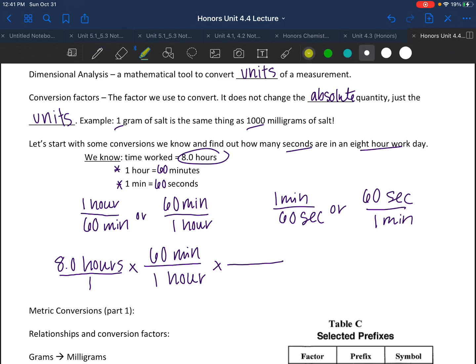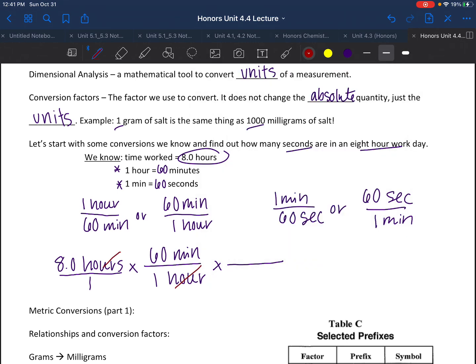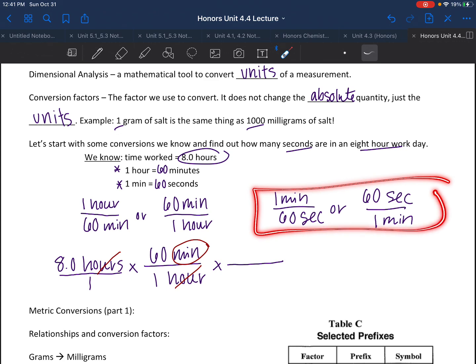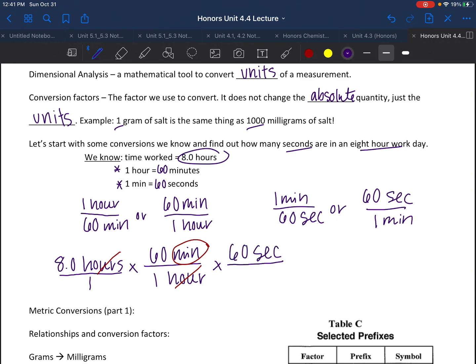Same idea here, except now we cancel out hours and we are in units of minutes. Again, that's on the top. So we're going to find the conversion fraction that has minute on the bottom. It's this one, and we're going to place it here. So then we will have 60 seconds over 1 minute. Now we cancel out minutes and we're left in units of seconds, which is what we want.